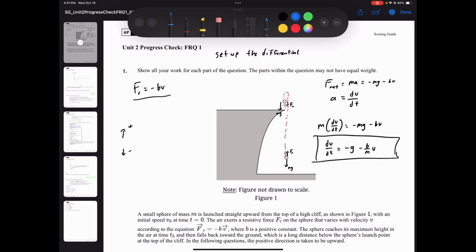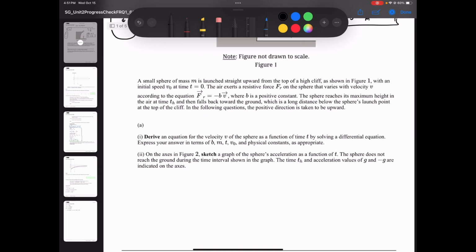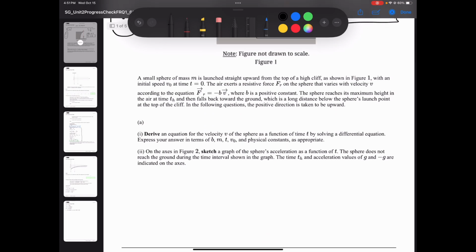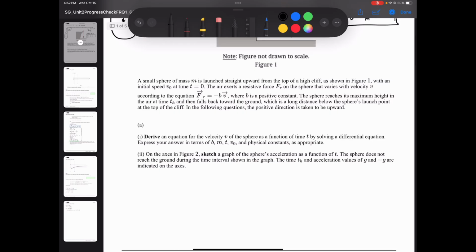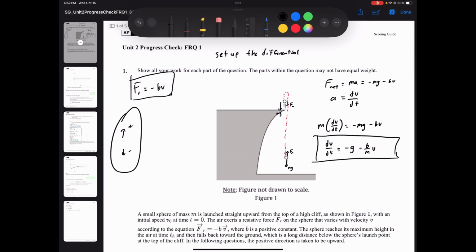Here we have the first one where we have a ball. It's being thrown upward, and there's a resistive force here that is equal to negative bv. For this problem, I'm going to consider up positive and down negative. And it says here for part 1 that you have to derive an equation for the velocity of the sphere by solving a differential equation and express it in terms of the constants provided.